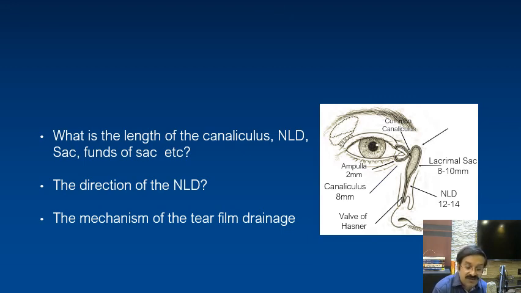And you also have the mechanism of tear film drainage. This you must read up. So very briefly I can tell you that it's a pump function, the lacrimal pump function. So how does the lacrimal pump function? Tear drainage is basically dependent on two processes. One is capillary suction and the other is the pumping mechanism.